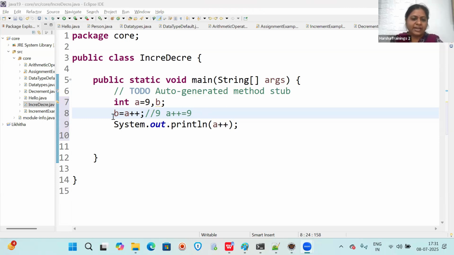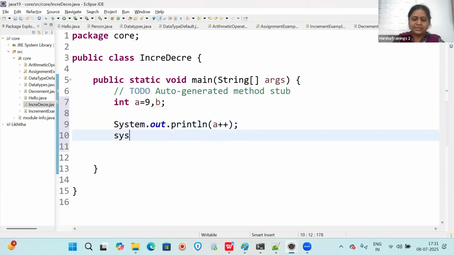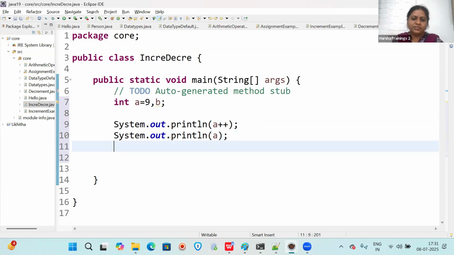Okay, now I'm not writing the statement, because again the value gets updated. So I'm not writing that. So system.out.println a plus plus, and again system.out.println I am writing a.